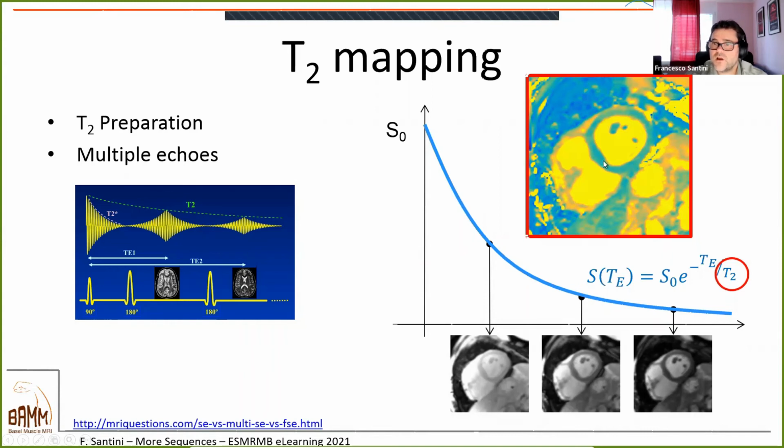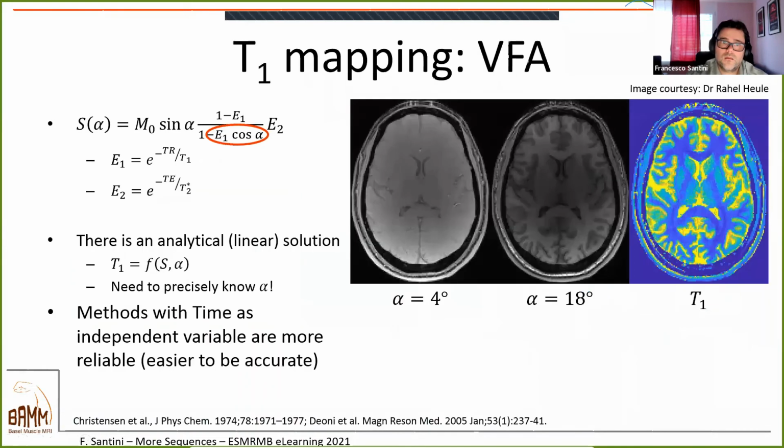In this case, you see the myocardium is much lower than the blood because the blood has a much higher T2 than the myocardium. So these are the basic methods to measure T1 and T2.